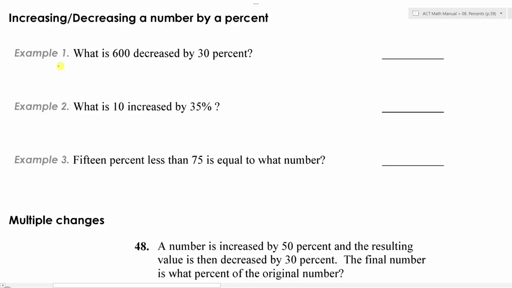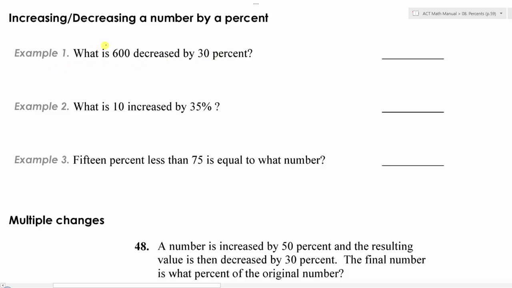I'm going to do example 1 with a 2-step method first, and then I'm going to show you the 1-step method. And if you are fairly confident with percents, then you either already know the 1-step method or may want to use it. The 2-step method, even though it is more steps, can be a little bit more intuitive to certain students. So the 2-step method here would be to first calculate 30%.